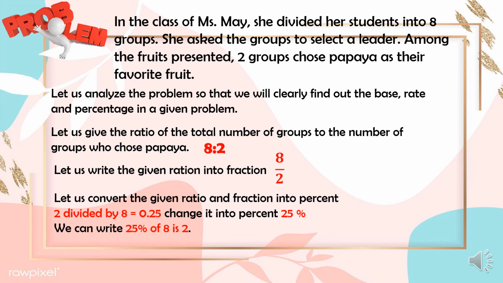Let us convert the given ratio and fraction into percent. So we can convert it by means of division. So 2 divided by 8 is equivalent to 25 hundredths. So change it into percent, that is equivalent to 25%. So we can write 25% of 8 is 2.